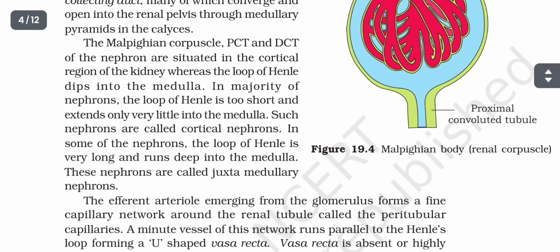The Malpighian corpuscle, PCT and DCT of the nephron are situated in the cortical region of the kidney, whereas the loop of Henle dips into the medulla. In the majority of nephrons, the loop of Henle is too short and extends only very little into the medulla. Such nephrons are called cortical nephrons. In some of the nephrons, the loop of Henle is very long and runs deep into the medulla. These nephrons are called juxtamedullary nephrons.